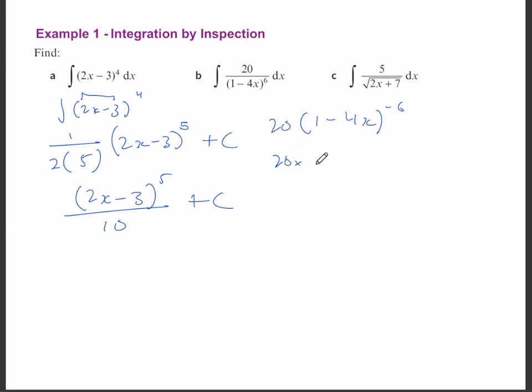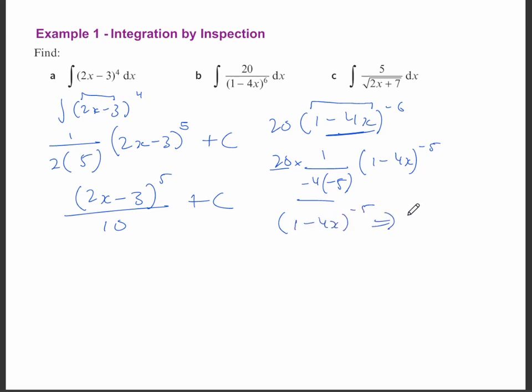Then we multiply by 1 over the differentiation of whatever is inside here, which comes from the negative 4x, which will be negative 4, multiplied by negative 6 plus 1, n plus 1. So times negative 5, then 1 minus 4x as it is, then the power plus 1 as well, so power negative 5. This will give us 20 over 20, which is just 1. So we're going to have 1 minus 4x power negative 5, which is just 1 over 1 minus 4x power 5.